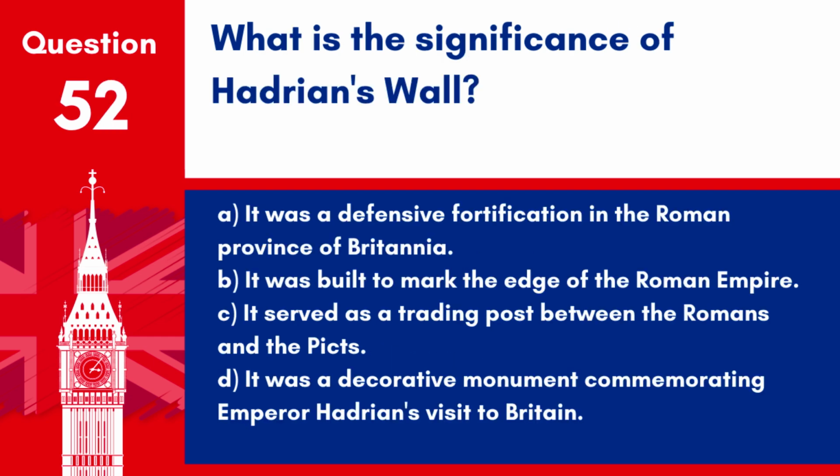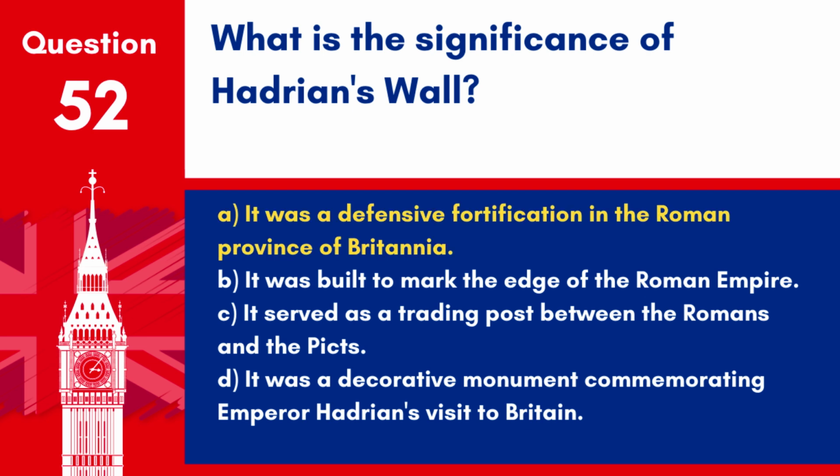Question 52. What is the significance of Hadrian's Wall? A. It was a defensive fortification in the Roman province of Britannia. B. It was built to mark the edge of the Roman Empire. C. It served as a trading post between the Romans and the Picts. D. It was a decorative monument commemorating Emperor Hadrian's visit to Britain.